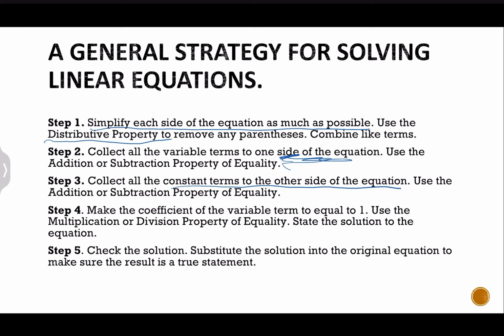Next, we need to make the coefficient of our variable term equal to 1, and we're going to use the multiplication or division property of equality to do that, and we state our solution or solutions. Next, we need to check our solution and substitute our solution into the original equation to make sure we get a correct answer. I'm not going to do this in these videos, but it's really crucial that you do this specifically on an exam, quiz, or homework, to make sure that you are on the correct track and catch any mistakes, because a few points can really make all the difference.